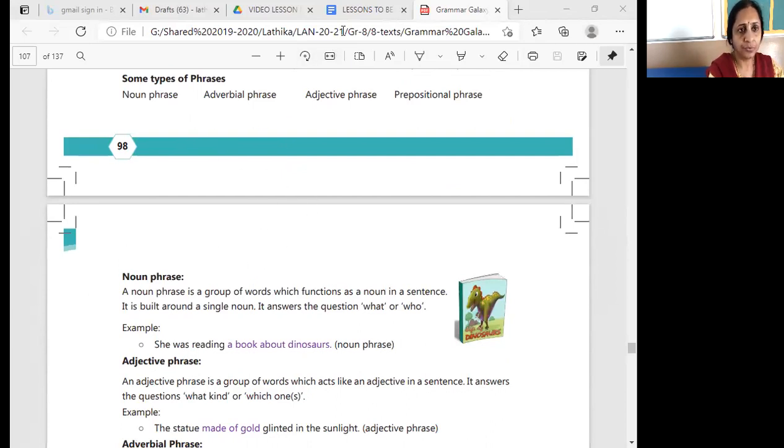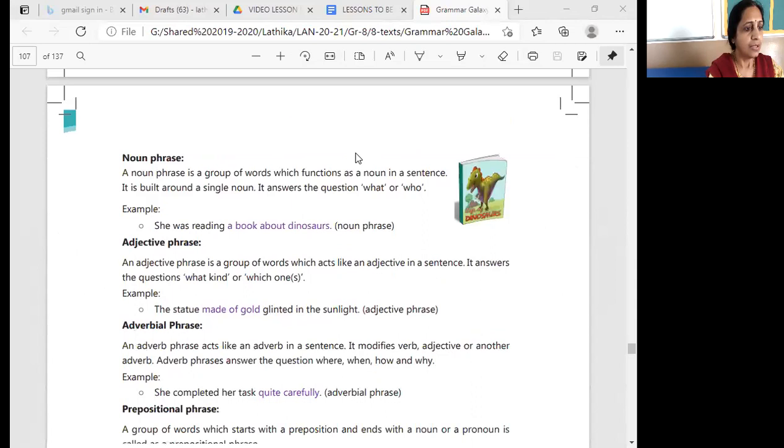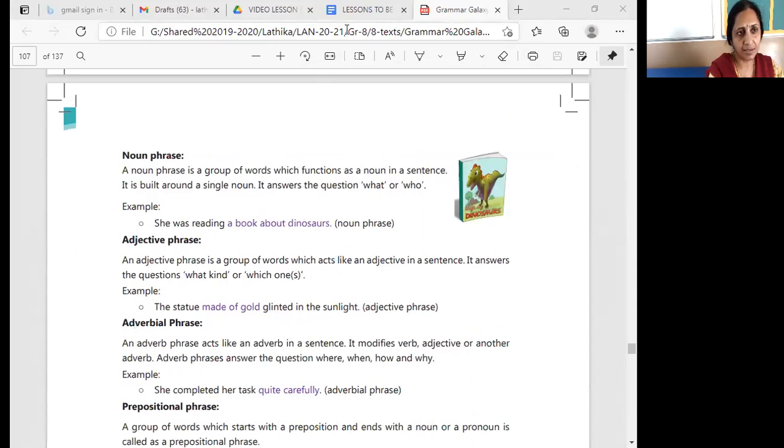So, we have some examples here. A noun phrase answers the question what or who. She was reading a book about dinosaurs. Now here, she was reading what? If you ask, you get the answer, a book about dinosaurs. So that is why you can identify that it is a noun phrase. It is telling you what she is reading. Okay, you ask the main clause. This is a main clause: she was reading a book about dinosaurs.